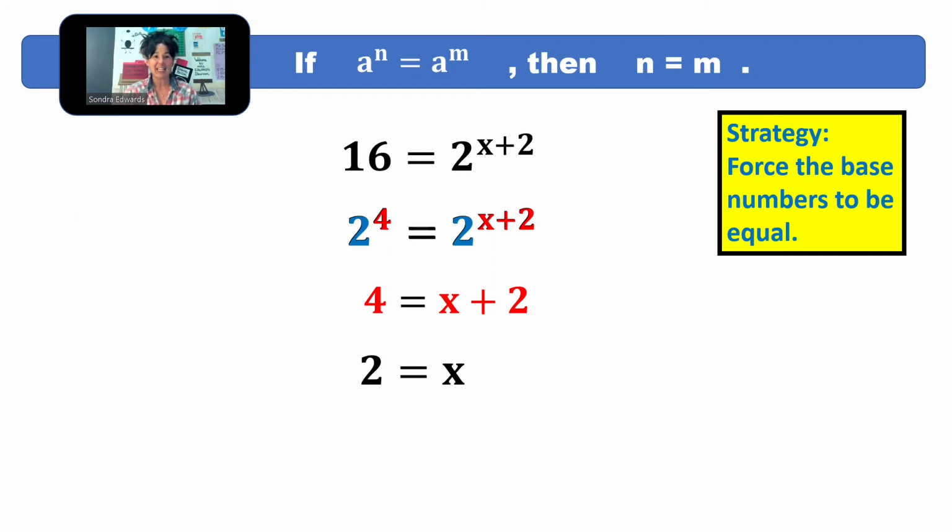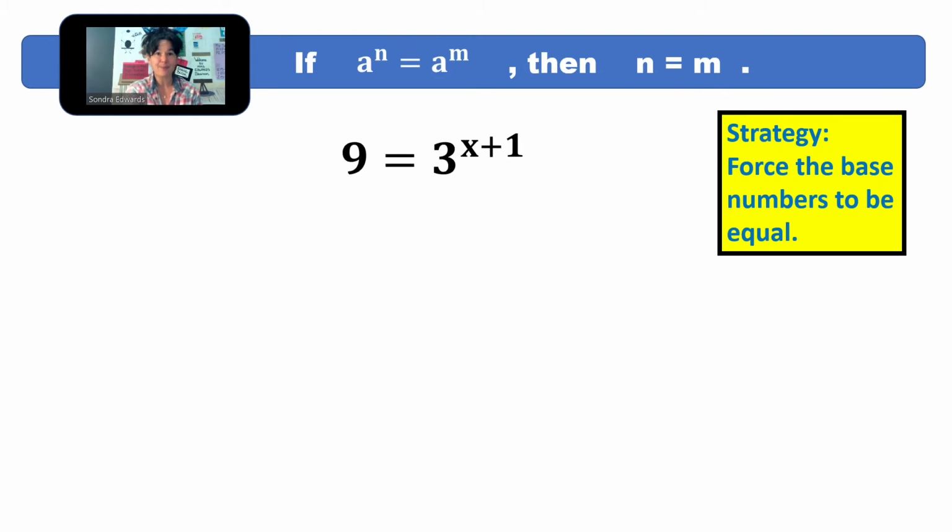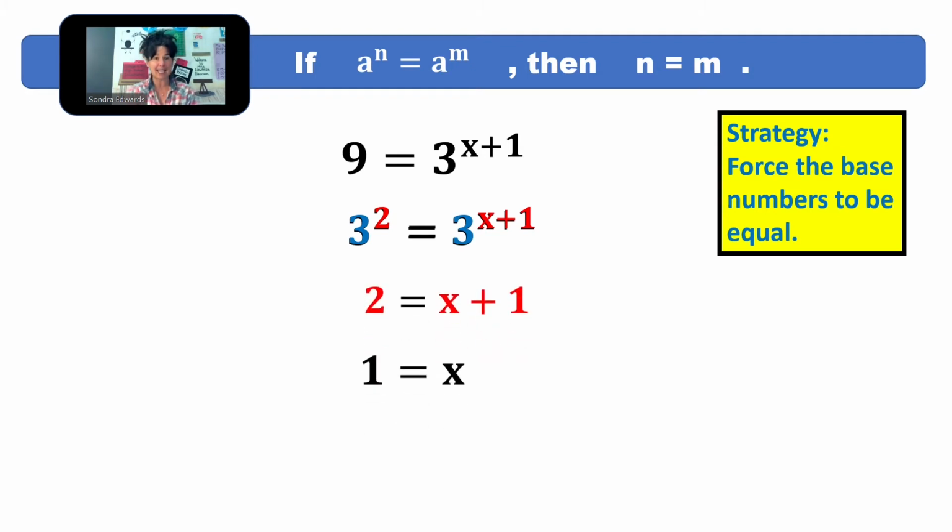Okay, let's take a look at several more examples. Rewriting with the same base, I could write 9 as 3 to the second power. Now those bases 3 are matching. Set the exponents equal, continue solving, and I get 1.